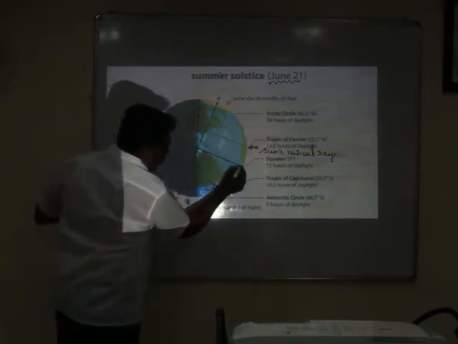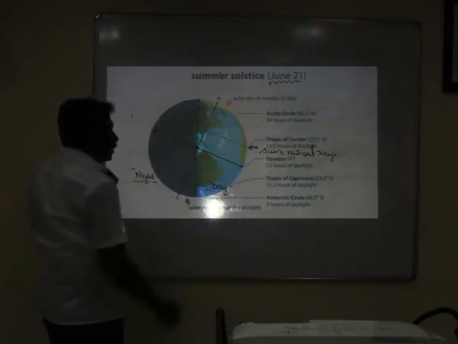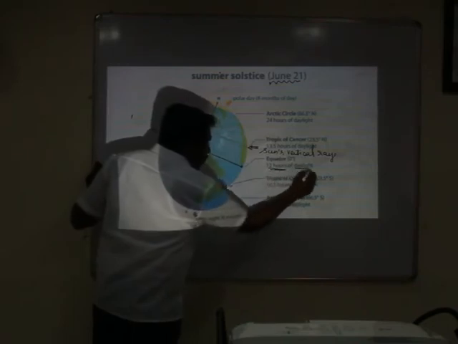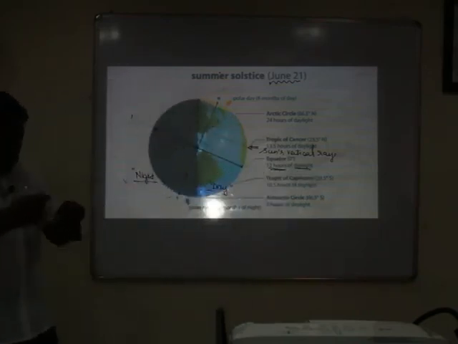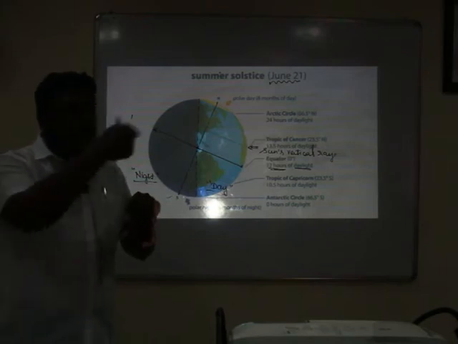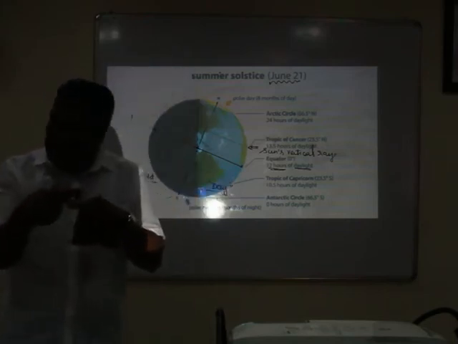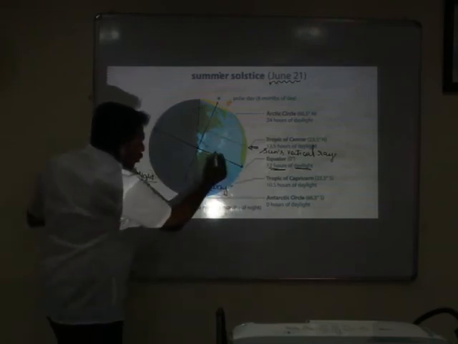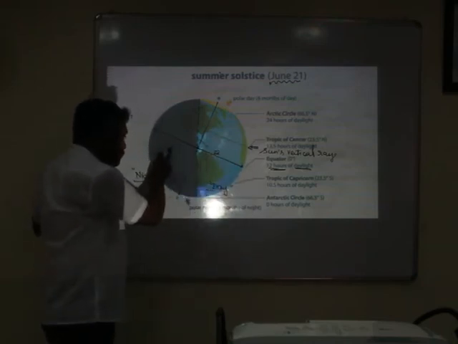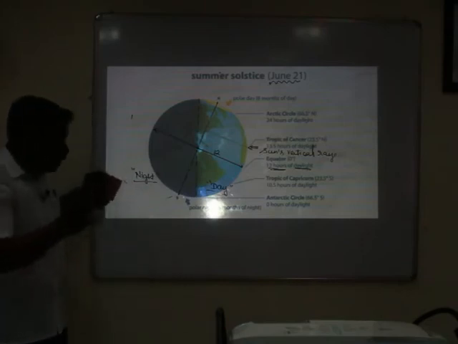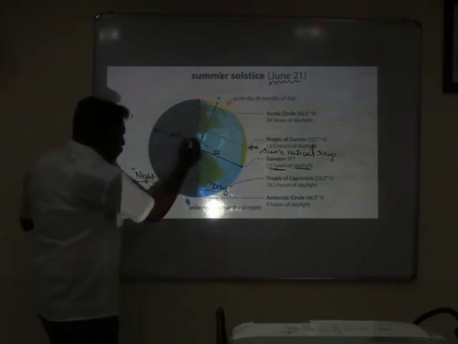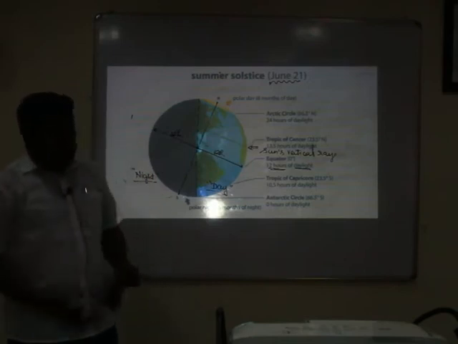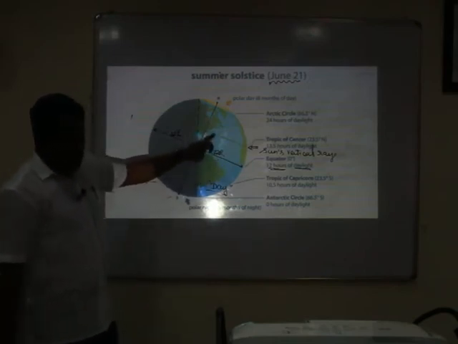Correct? Now, if you are exactly at equator, my friend, on this day you will experience what? 12 hours of daylight. It means between sunrise and sunset I will have the time gap of what? 12 hours. If daytime is 12 hours, what will be the duration of night time? Night time will also be 12 hours. Correct? It means length of day and night is equal.